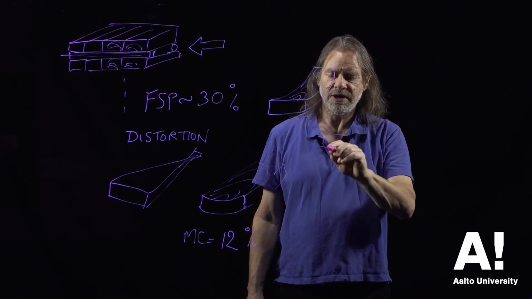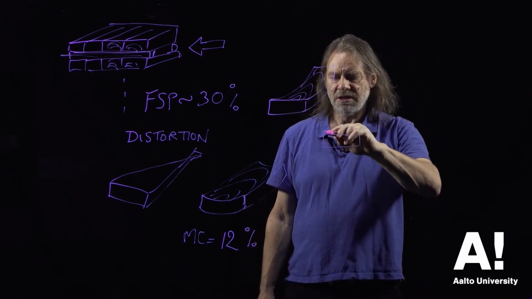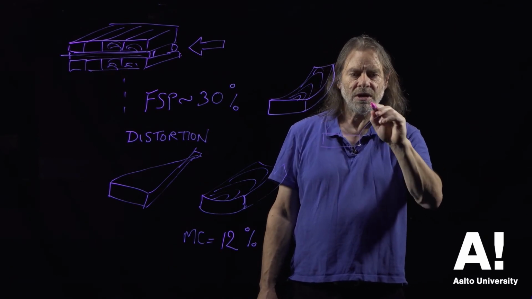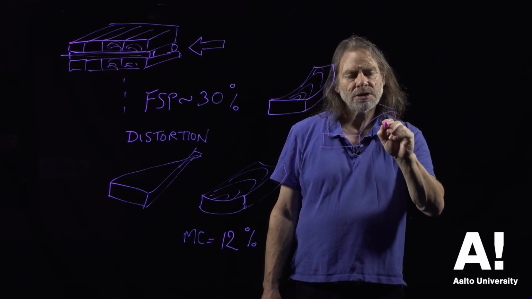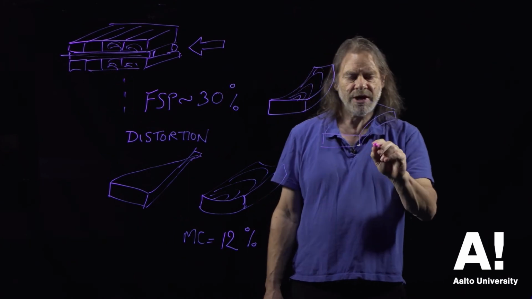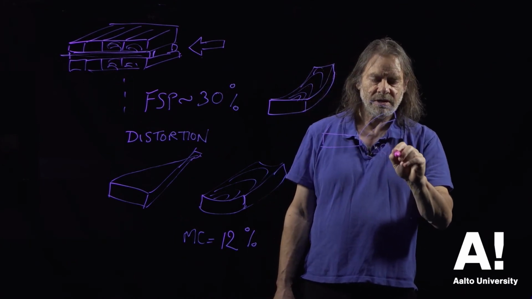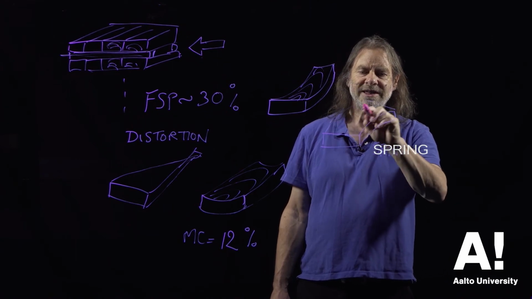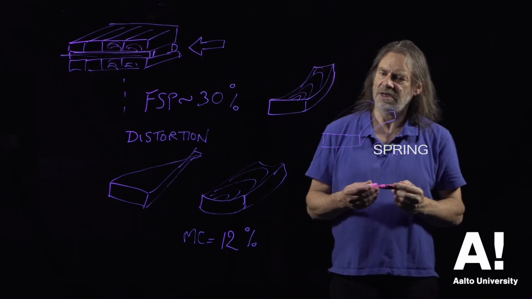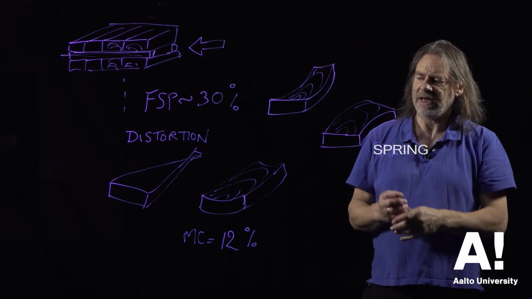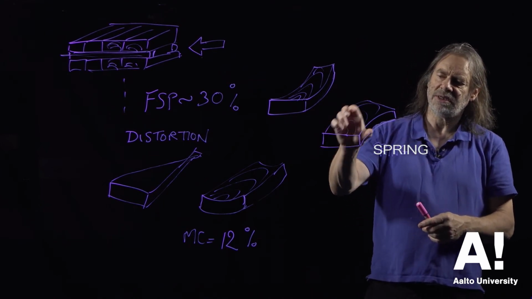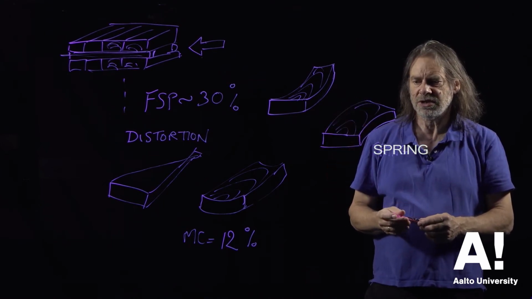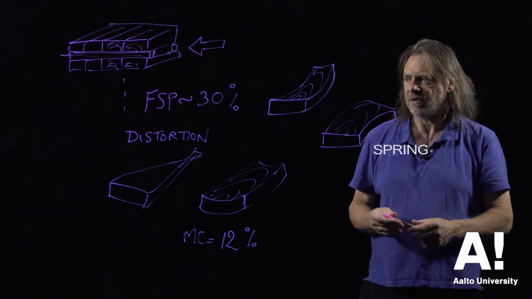Rather more serious is this type of distortion, which is known as spring. So the wood is now distorted in that sense. That's not so easy to take out. Depends how much is there, but that can be quite a serious distortion if it's too excessive.